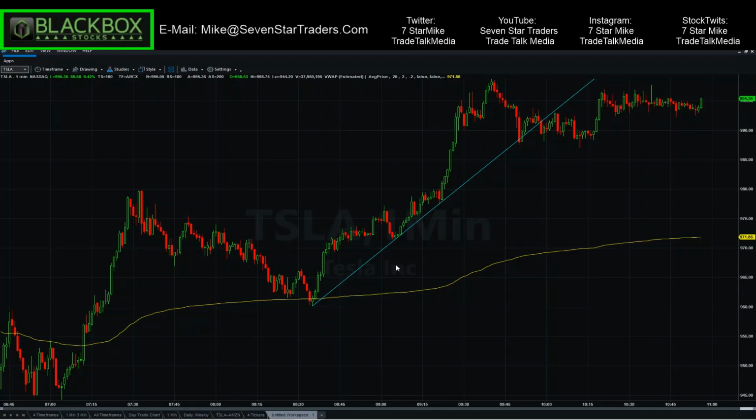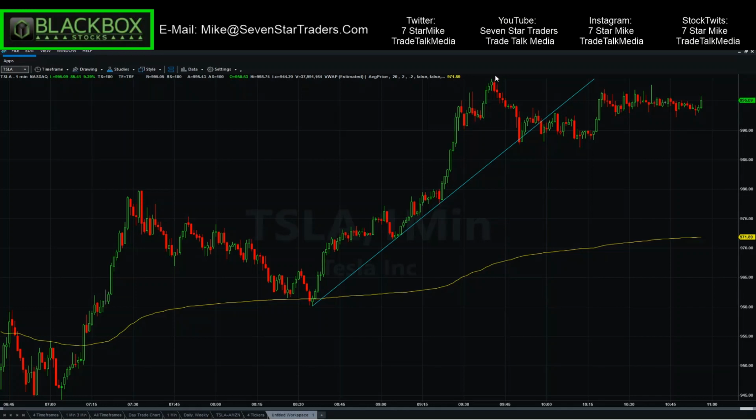You want 3 points though. So 1, 2, 3. You can see that after it climbs and retraces, it does hit that line a 3rd time. So now we have a valid trend line. We have 1, 2, 3 points. So I'm going to watch this as a day trade as long as it stays above this line.